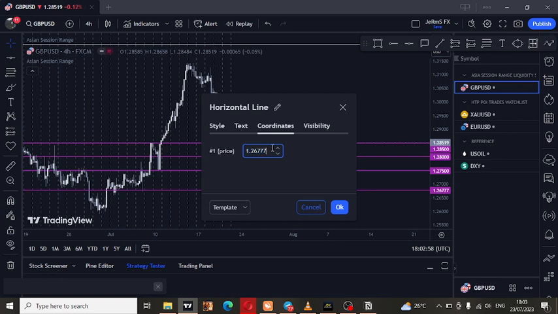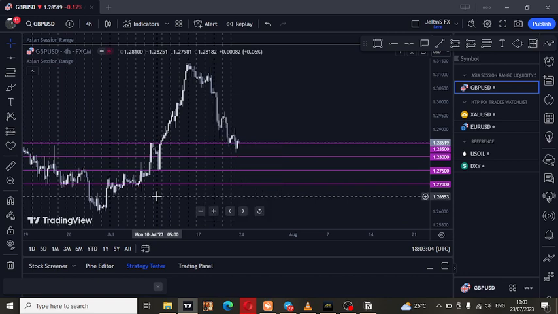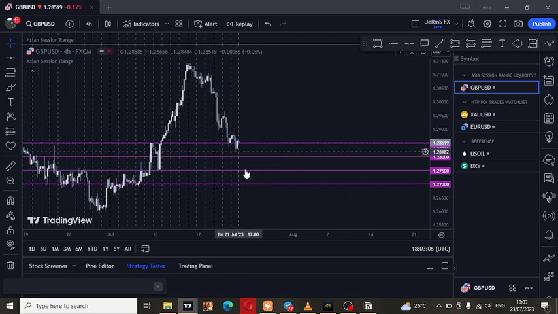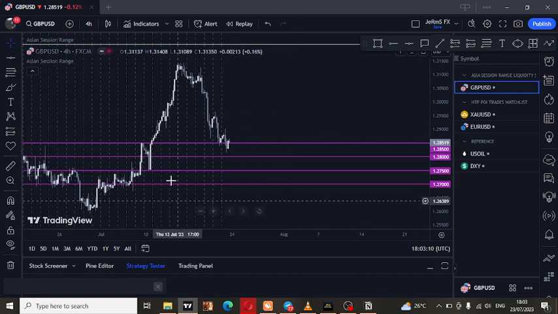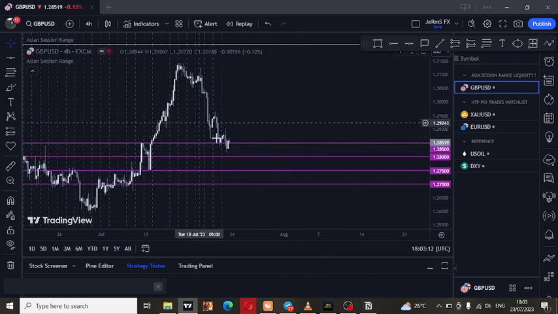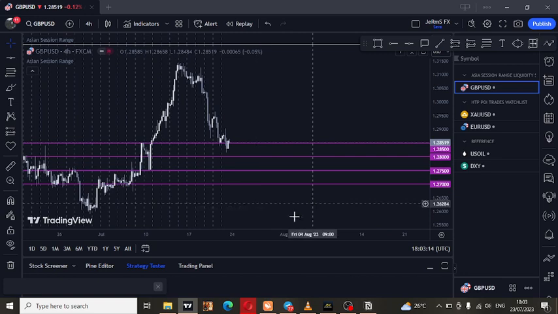You can draw as many psychological levels as you want, but make sure they are relevant to the current price action or where price could potentially move to. Looking at this point, it's not necessary for you to draw all the way down here, because the price is not going to get to these places any moment from now. So let's do some more psychological levels.